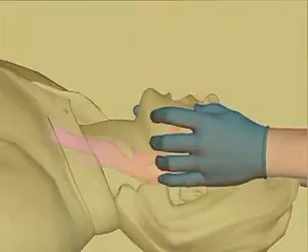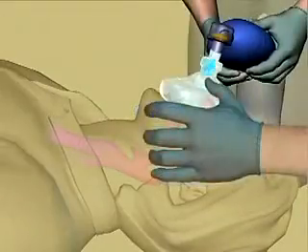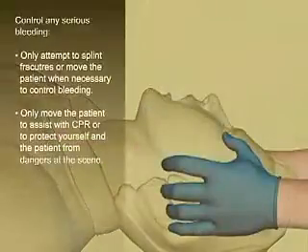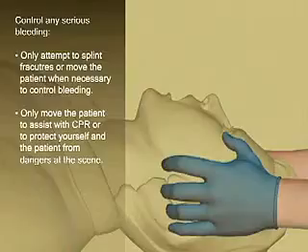Remember to make sure the patient's airway is open and assist with ventilations if necessary. Control any serious bleeding. Only attempt to splint fractures or move the patient when necessary to control bleeding. Only move the patient to assist with CPR or to protect yourself and the patient from dangers at the scene.